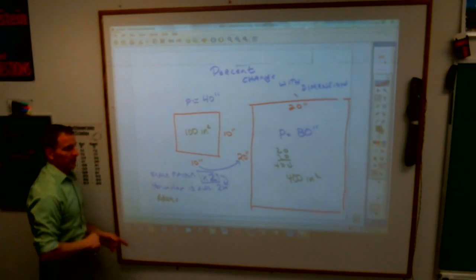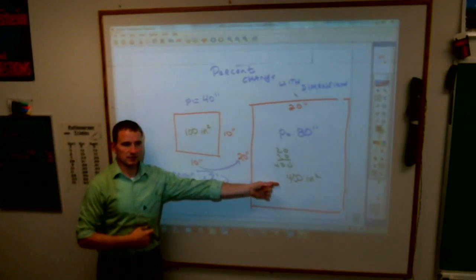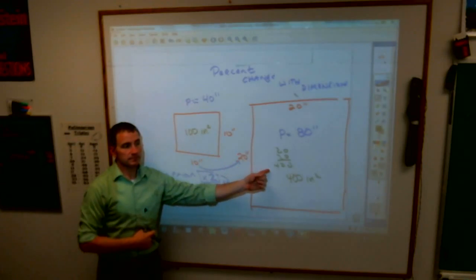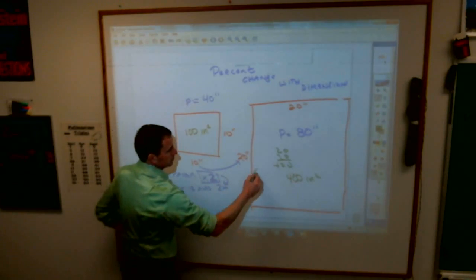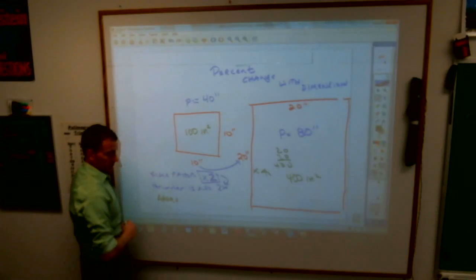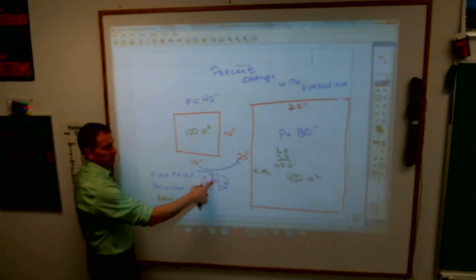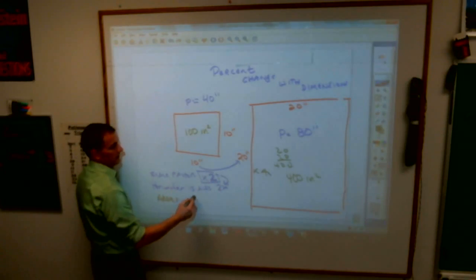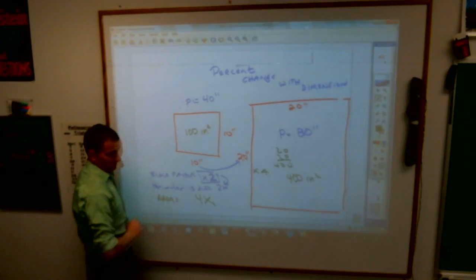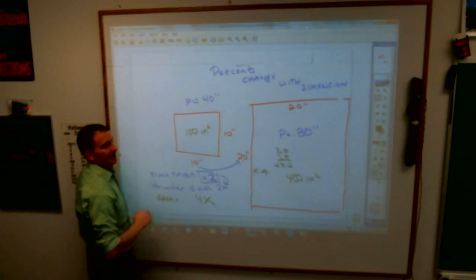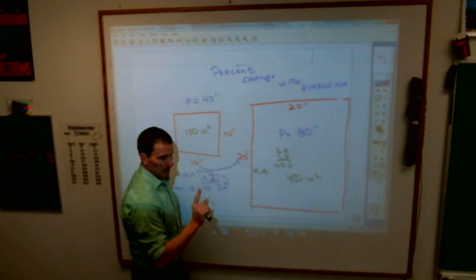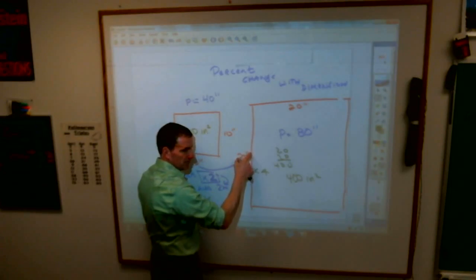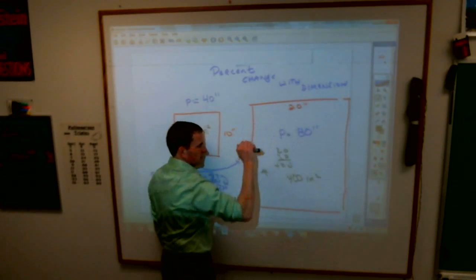When it comes to area, how many times bigger is 400 than 100? 4 times bigger. Area is 4 times bigger. So when the scale factor was 2 times bigger, the perimeter was 2 times bigger, but the area ended up being 4 times bigger. And the reason for that is this, because when you do area, you're not just doubling one dimension that gets multiplied, you're doubling both dimensions.